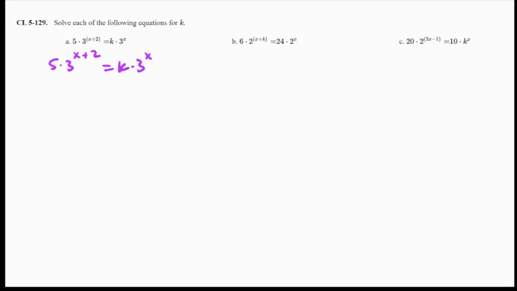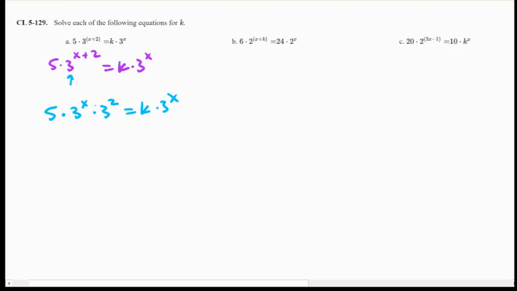So what I notice here is that I see 3 to the power of x. There's also a 3 to the power of x here, except there's this plus 2. So I know an exponent rule that will separate these two things, which would make this 3 to the power of x times 3 to the power of 2.